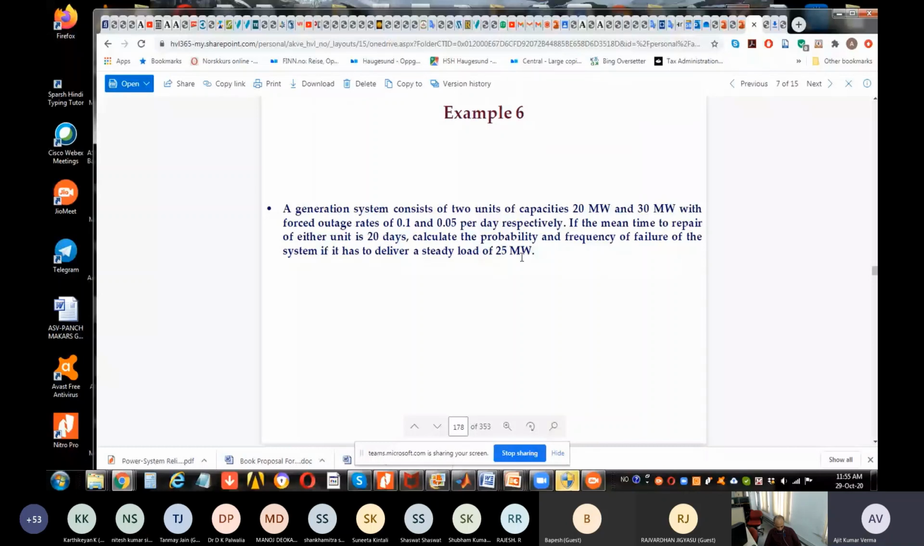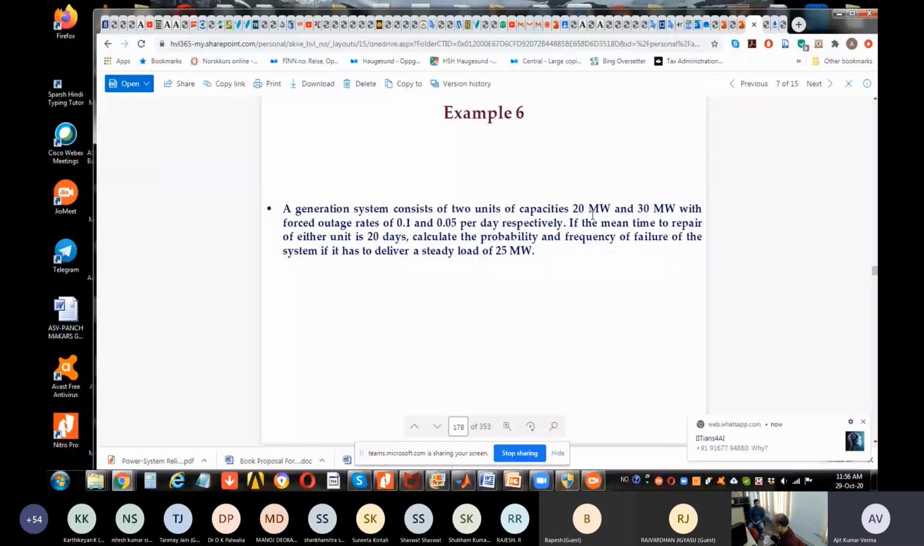You assume a steady load, and then this is a generation profile. Generation profile means the outage rates are already given. Even the repair rate is given, that is 20 days. Therefore, the repair rate is 1 upon 20. You know the availability and the unavailability, and you know the repair rate, therefore you can find out the failure rate. For both units the repair time is 20 days, and therefore you can find out the failure rate corresponding to each of them, and then we proceed.